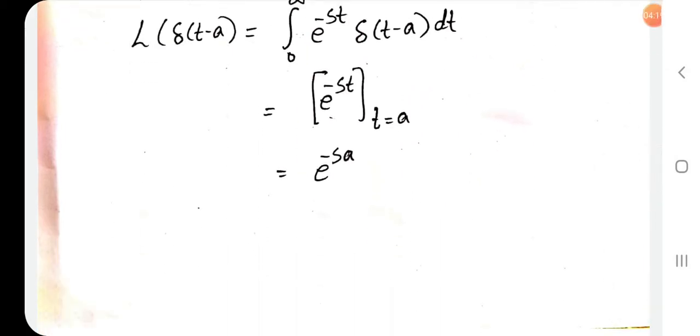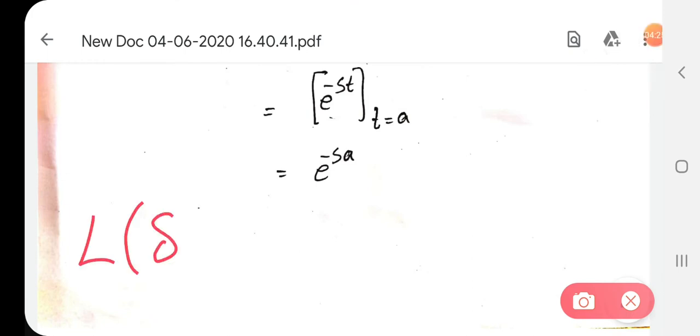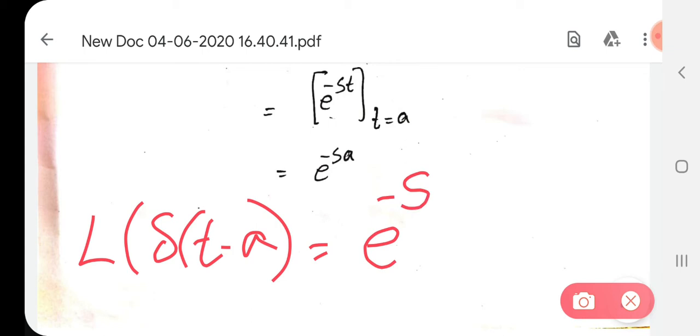So the Laplace transform of delta t minus a equal to e raised to minus s a, and we use this formula for our further problems.